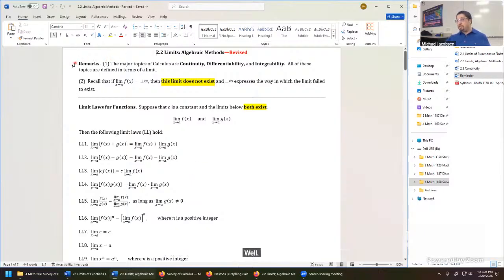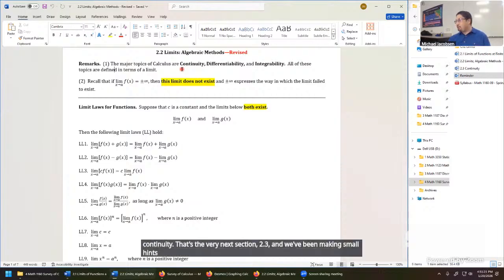Well, first, just some initial topics before we jump into these notes. There's really three big concepts when it comes to calculus. Continuity, that's the very next section, 2.3, and we've been making small hints all along the way as we get closer to that section.